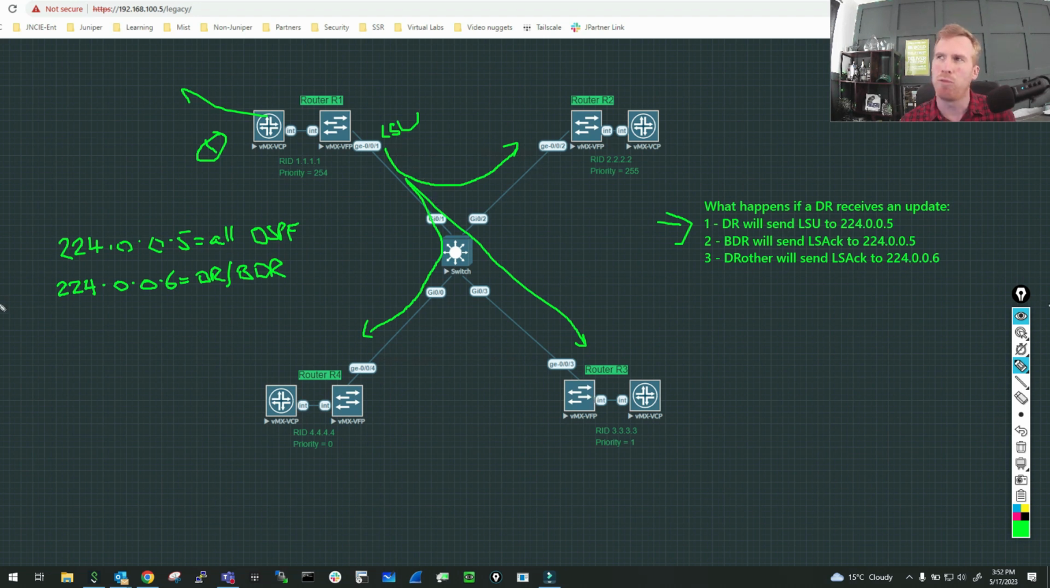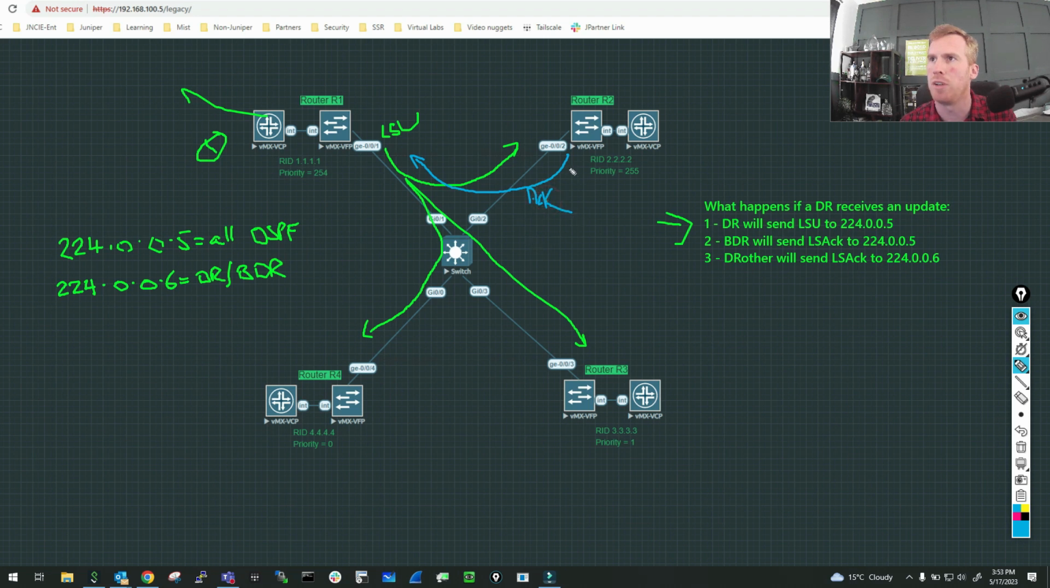But then router R2, the backup designated router, is going to do something. What it's going to do is it's going to say, well, actually, I am going to acknowledge that update. So it is going to acknowledge that it has received that link state update.